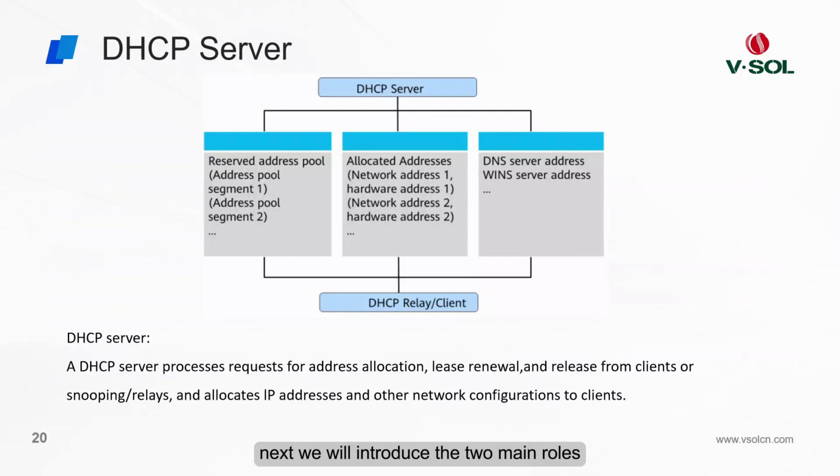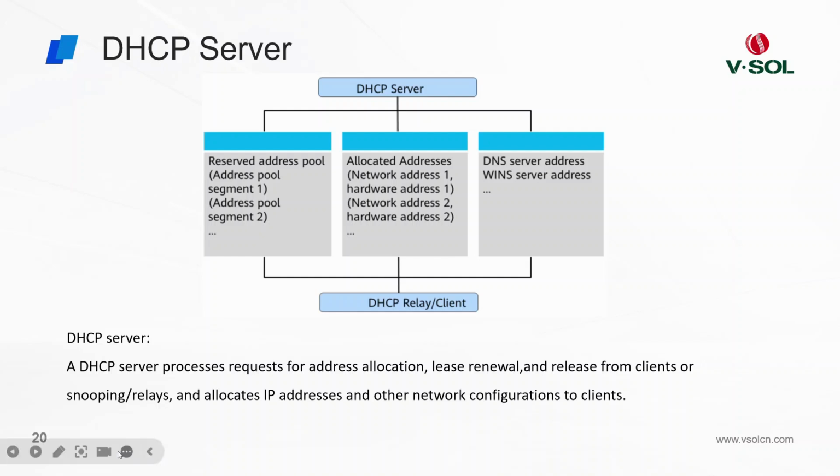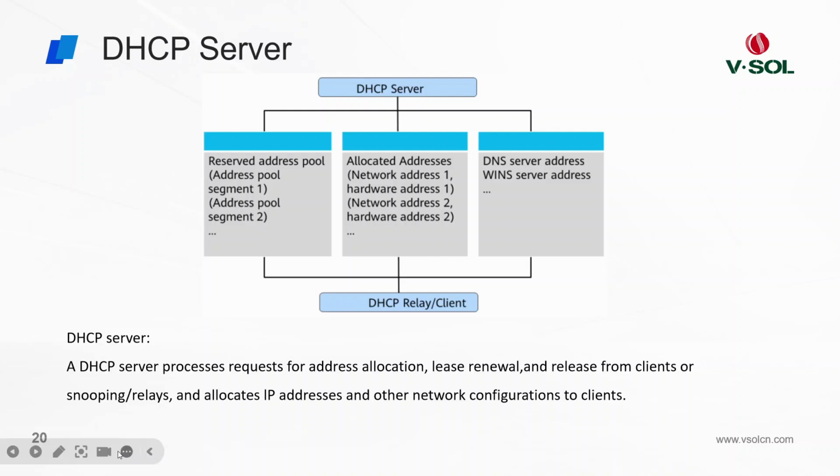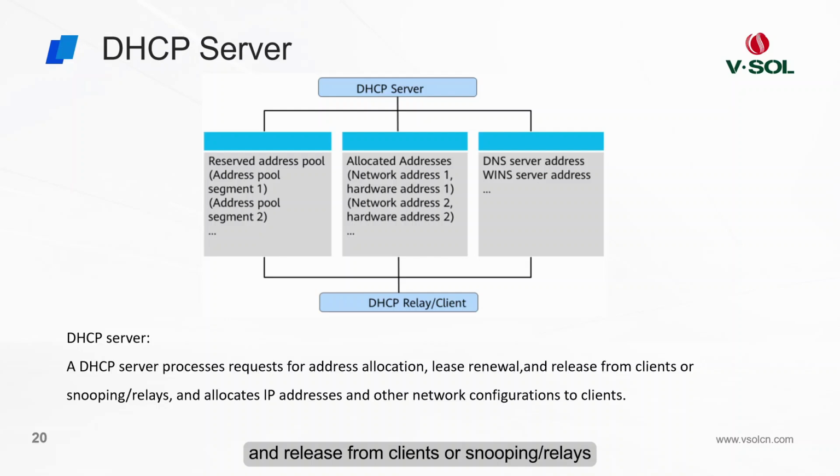Next, we will introduce the two main roles in the DHCP process. To understand the interaction process of DHCP, first we need to know the roles of DHCP server and DHCP client. First, let's talk about the DHCP server. A DHCP server processes requests for address allocation, lease renewal, and release from clients or snooping or relays, and allocates IP addresses and other network configurations to clients.